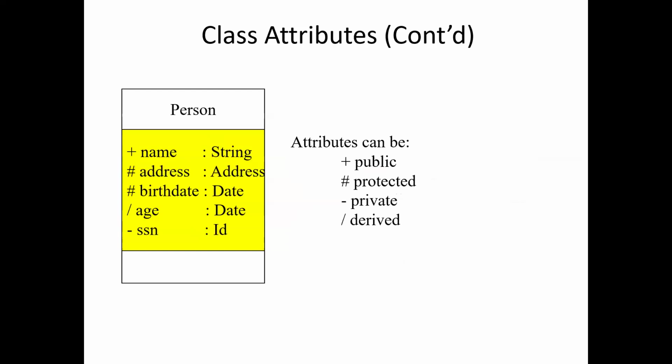So public means the plus symbol. We need to use this symbol preceding public. Hash should be mentioned before protected. Private means minus should be mentioned, and derived means slash.